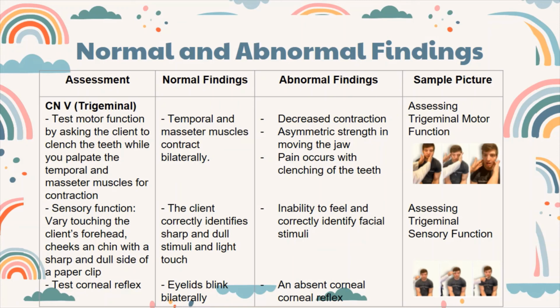Next is the test for the corneal reflex. Normal findings: the eyelids blink bilaterally, while abnormal findings: an absence of corneal reflex. There may be a CNS or cranial nerve number 5 and cranial nerve number 7 lesion. Presented on your screen is the sample picture for assessing the trigeminal motor function and the trigeminal sensory function.